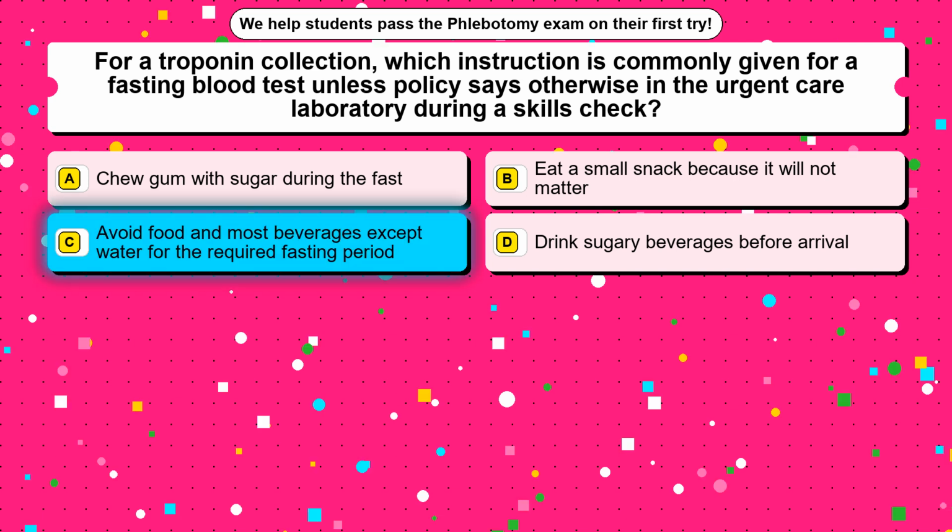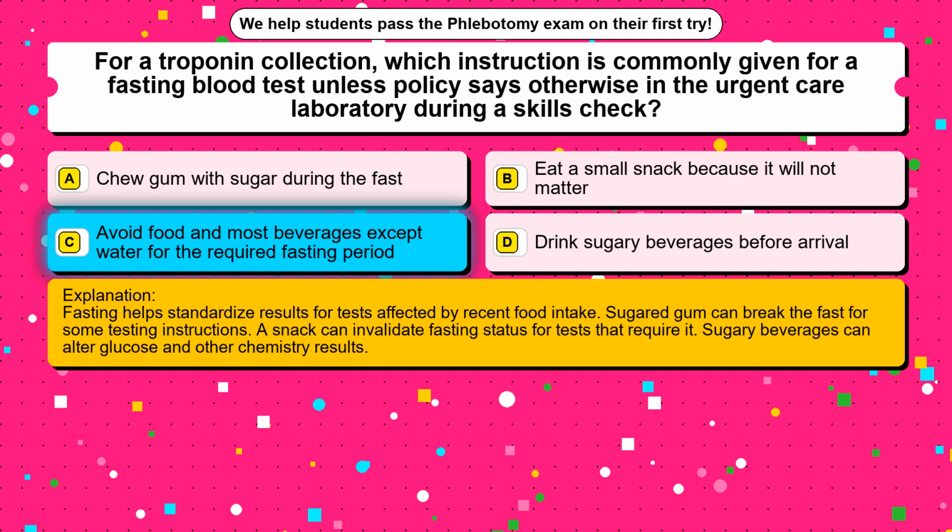The correct answer is option C. Avoid food and most beverages except water for the required fasting period. Fasting helps standardize results for tests affected by recent food intake. Sugared gum can break the fast for some testing instructions. A snack can invalidate fasting status for tests that require it. Sugary beverages can alter glucose and other chemistry results.